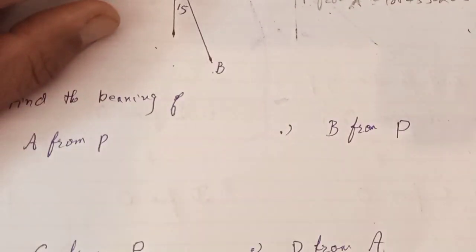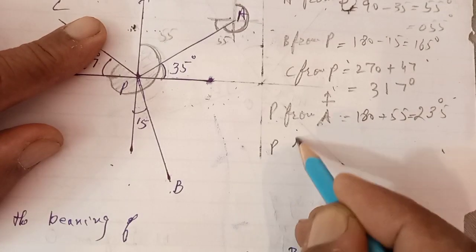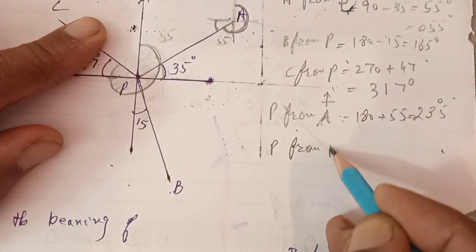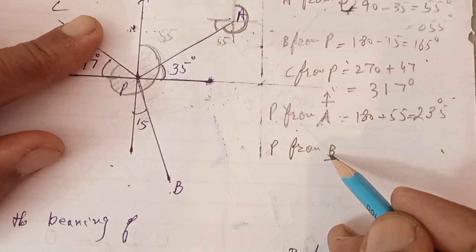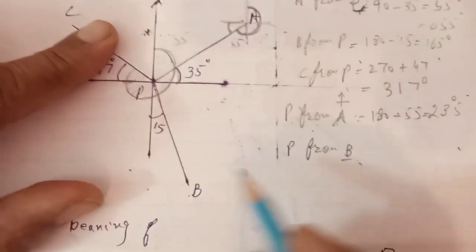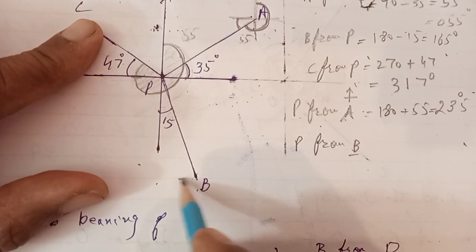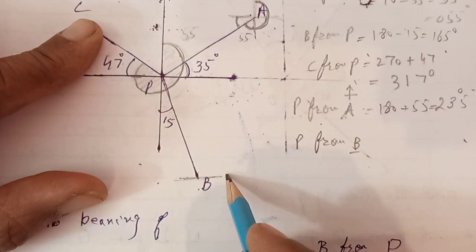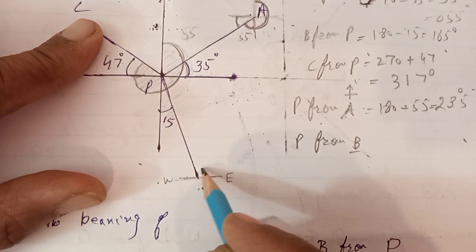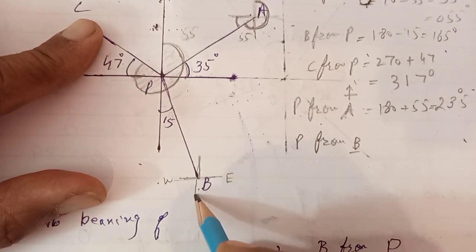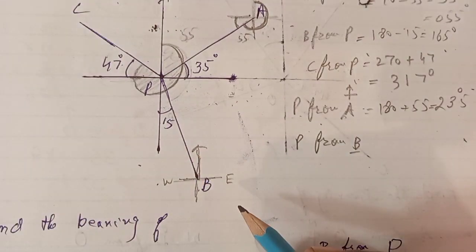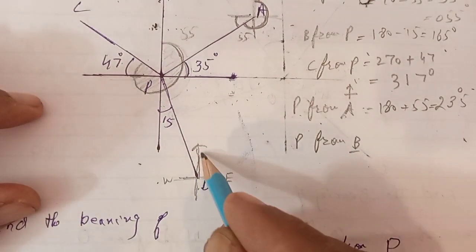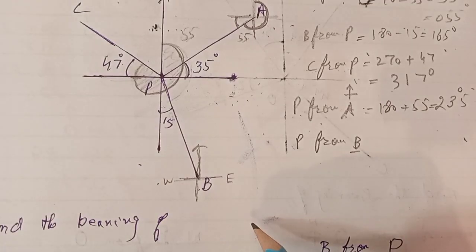Now in the next part, the bearing of P from B. Look at P from B. Here B comes after "from", so you must draw the north pole at B. So this is B, and I have to draw the north pole. This is the east-west direction and this is the north pole. The north pole is always directed towards the top of the page on a map, in a book or in a copy.